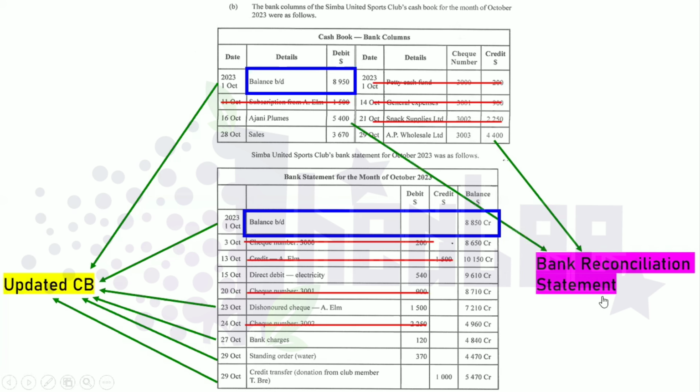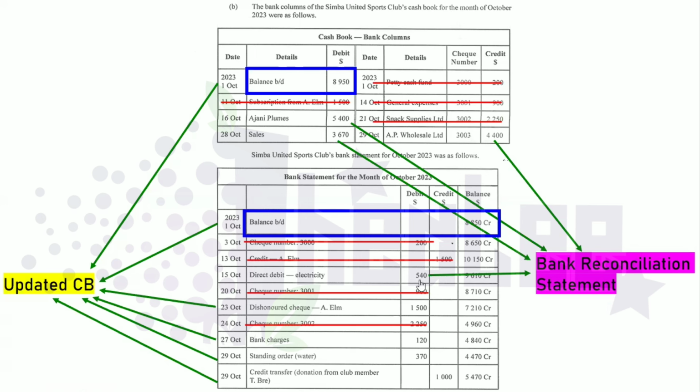We have the late lodgement from Ajani Plumes. And this item is on the left-hand side of the cash book. It is not on the bank statement. It is a late lodgement. The sales on October 28th is also a late lodgement. There is another item. It is not in the cash book, but remember, we were told that there was an error made at bank. And this is October 15th.